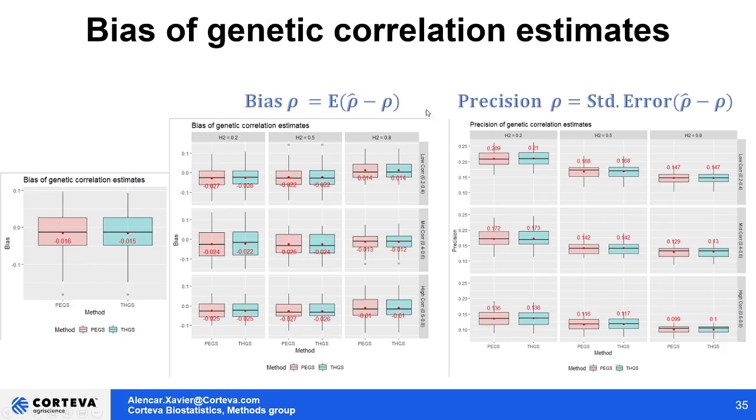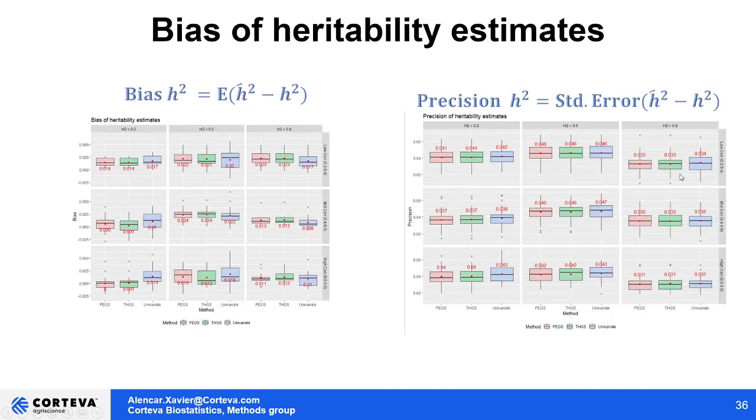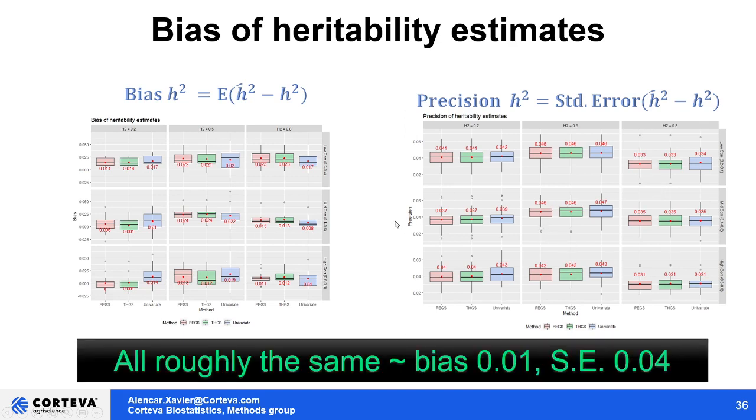For the genetic correlation estimates, both PEGs and TAGs gave very comparable results in all scenarios, and they also provided the same precision, which increased according to the heritability and genetic correlation. Now thinking of the heritability, once again we noticed that PEGs and TAGs are very comparable and they were better than the univariate counterpart. And in terms of precision, they were all very comparable. So all roughly the same, bias at 0.01 upwards, with the precision or standard error at 0.04.